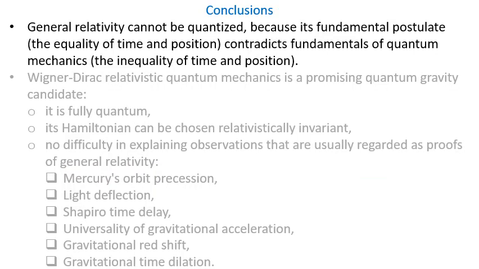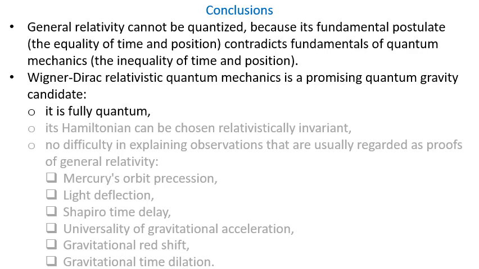Let me now summarize my conclusions. All previous attempts to quantize general relativity were not successful because the fundamental postulate of this theory, the equality of time and position coordinates, contradicts the basic postulate of quantum mechanics, the inequality of time and position. The alternative approach to quantum gravity can be based on Wigner-Dirac relativistic quantum mechanics.